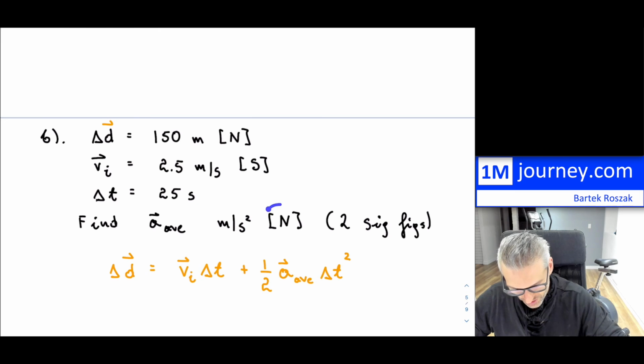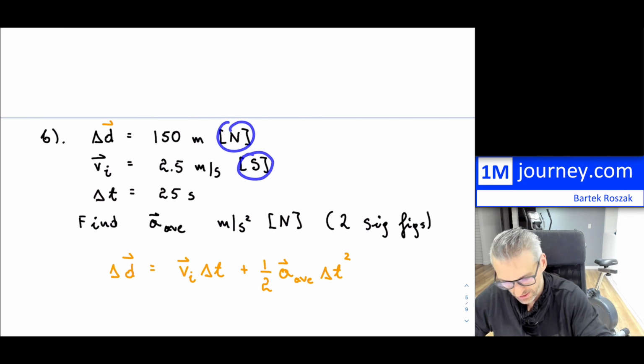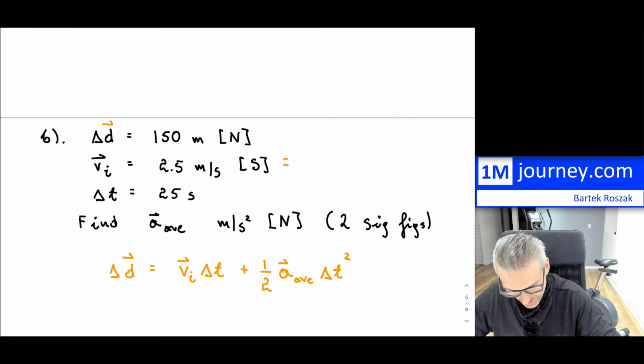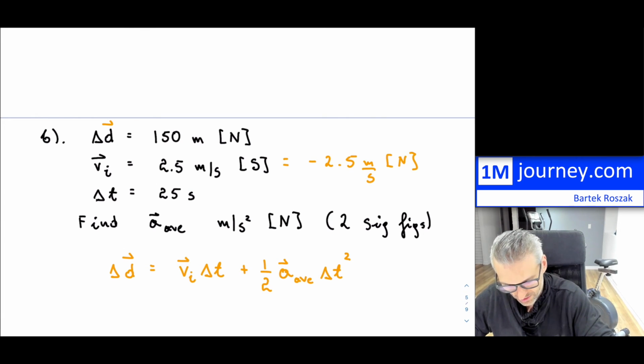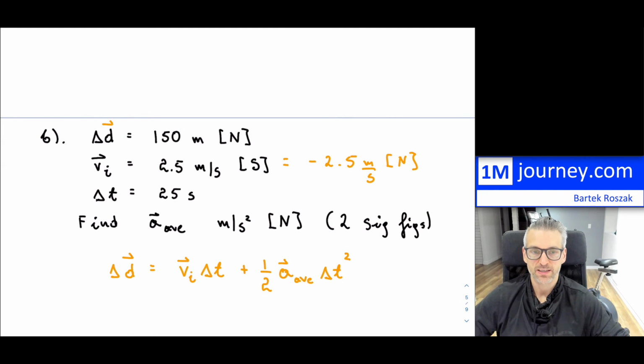On the direction, we want north. This one is fine, but this one is not. So what that means is we have to change this. This is going to be negative 2.5 meters per second, and this is north. So it's opposite. Notice the sign has changed now. I've just swapped it, so now it's consistent direction as well.